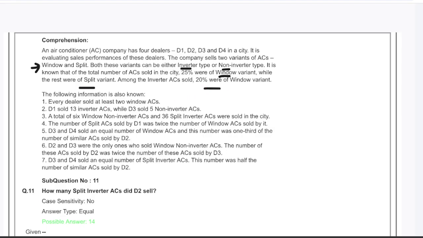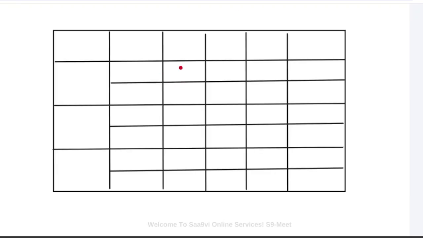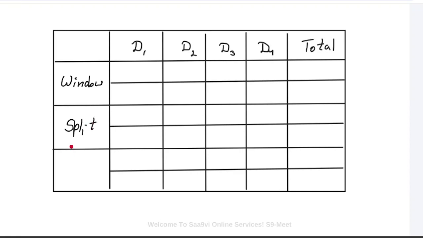So let's start jotting this down. Let's make a particular table for this. Let's start with a table. So this is the table which we have made, and let's see what exactly we're going to write. Dealer 1, dealer 2, dealer 3, and dealer 4. And this is the total number of ACs which we're going to sell. Now here we're going to have window ACs, and here we're going to have the split, and this is the total.